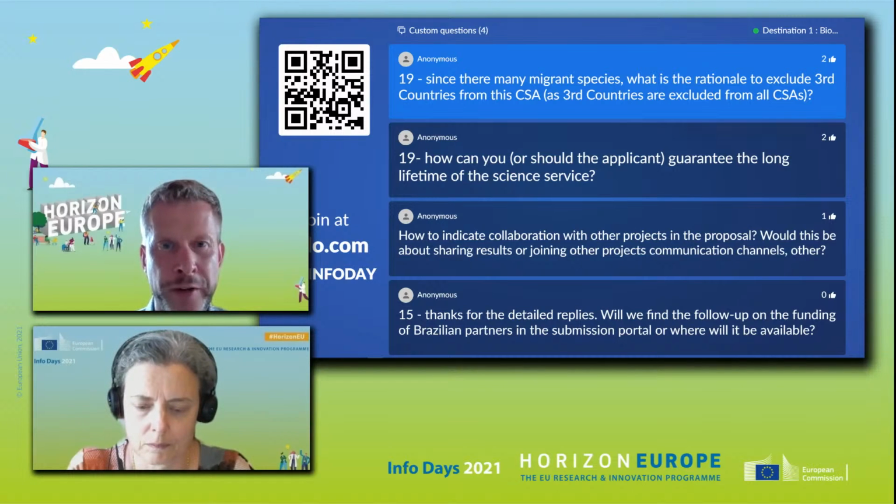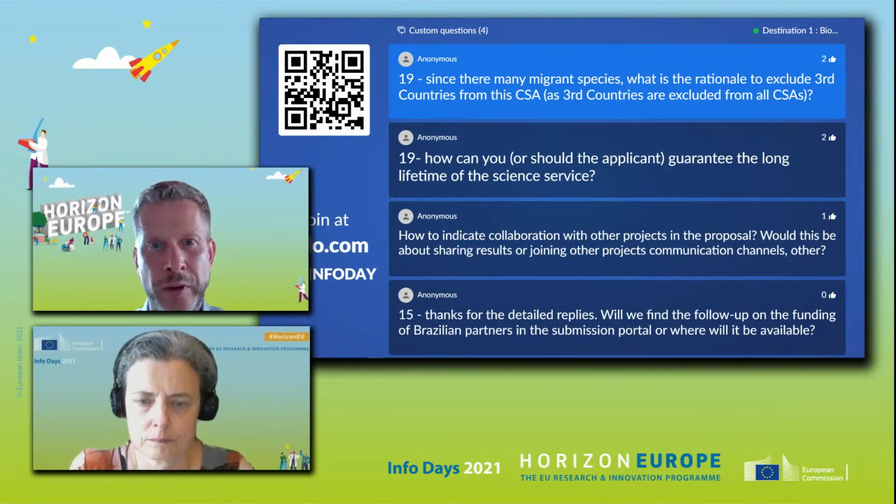So if you look at migratory species, for example, that is very much in line with the EU policies. Content-wise, of course, if policymakers ask the Science Service to cover also third countries in their question, and a lot of biodiversity questions go beyond the EU, then this is fully fine. But this is on the content what the Science Service will deliver. So on the coordination support action as such in the consortia, these rules apply.